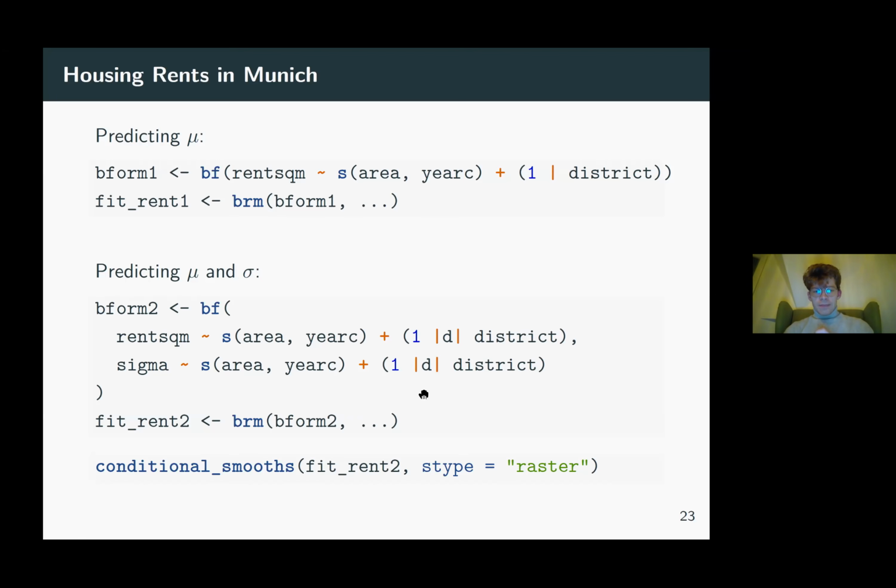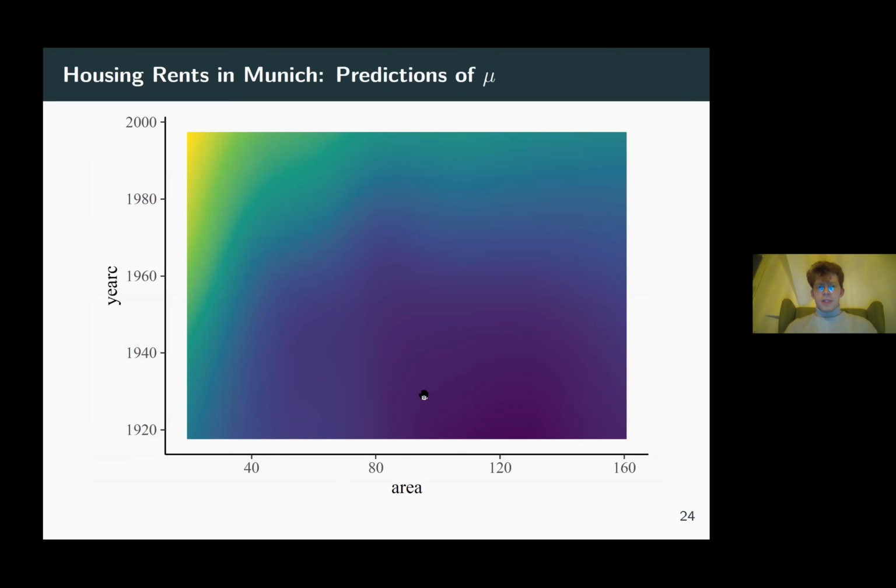So we also fit that model, and then we are going to illustrate our splines. One way to illustrate the splines themselves is using conditional smooths. Let's look at the results of the spline on the prediction of mu, that is, the prediction of the mean rent per square meter. Here brighter values indicate higher rent per square meter. Darker values indicate lower rent per square meter. I obscured the axis because it doesn't matter here.